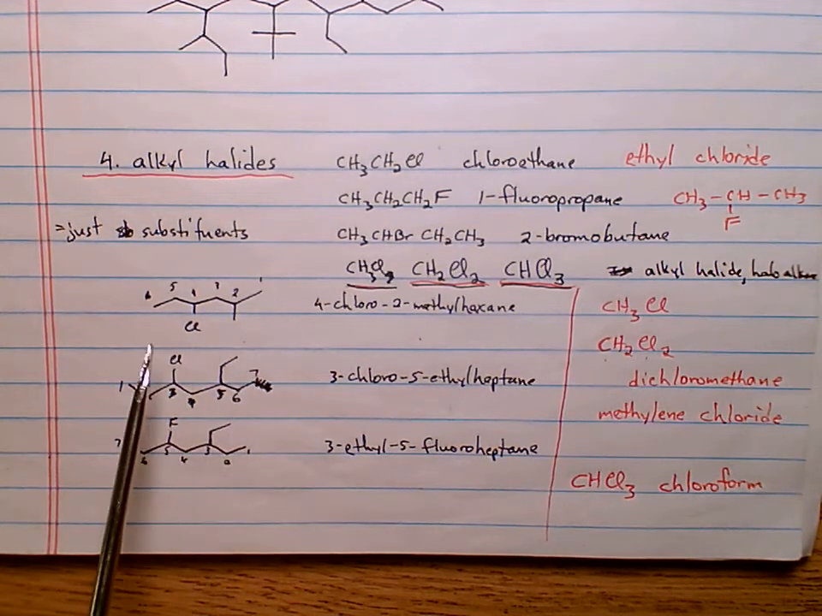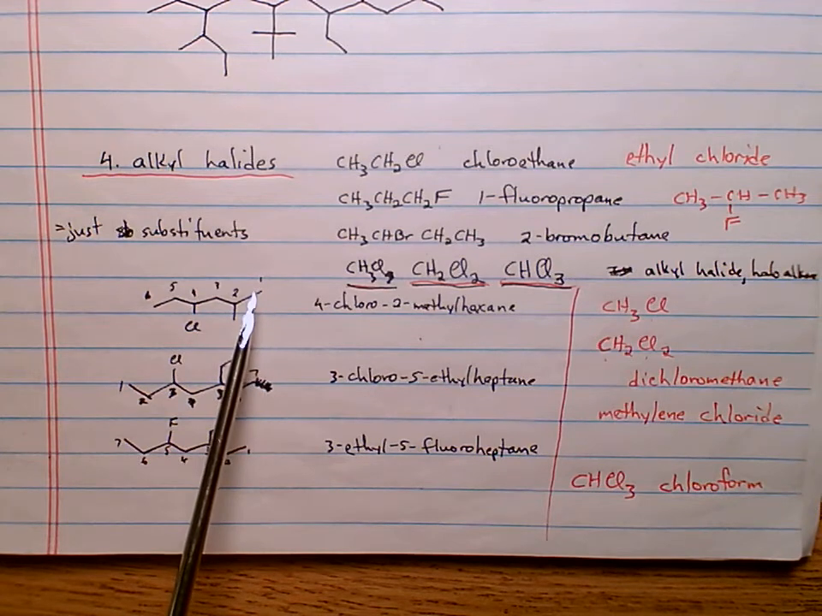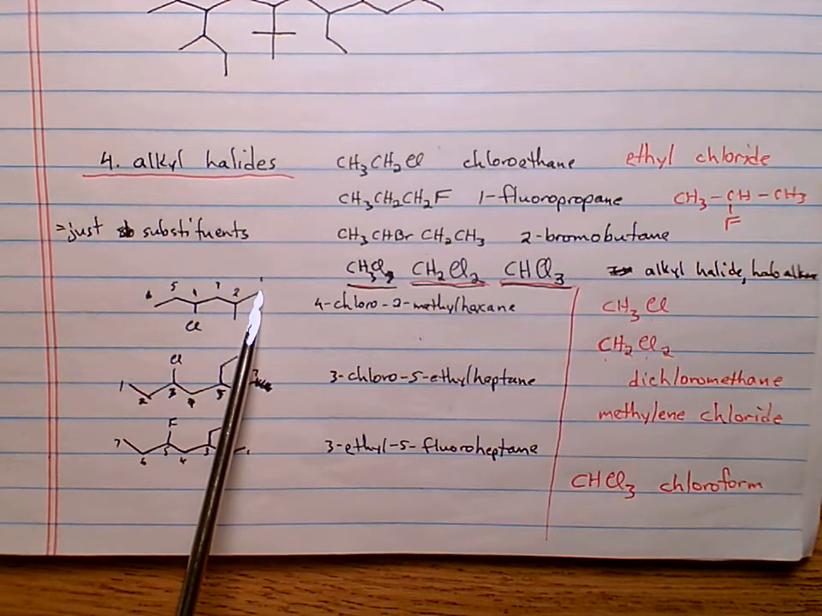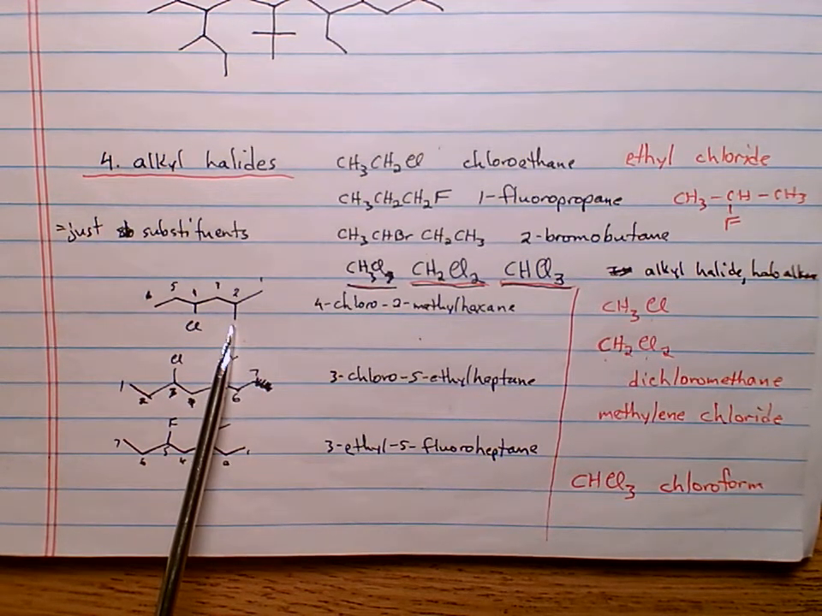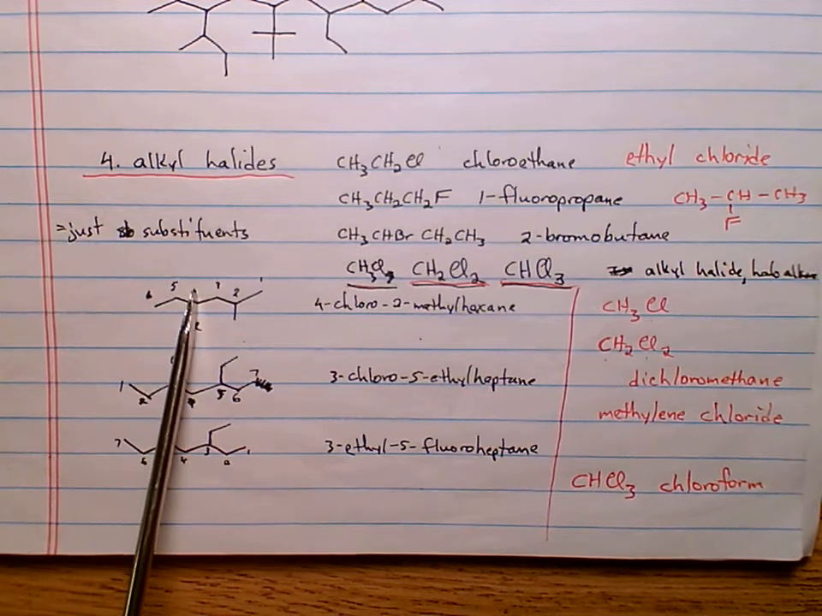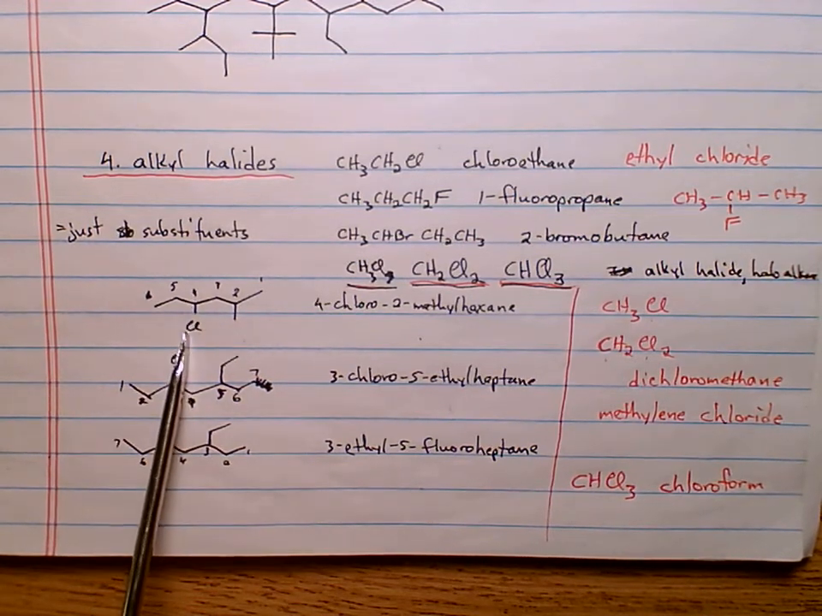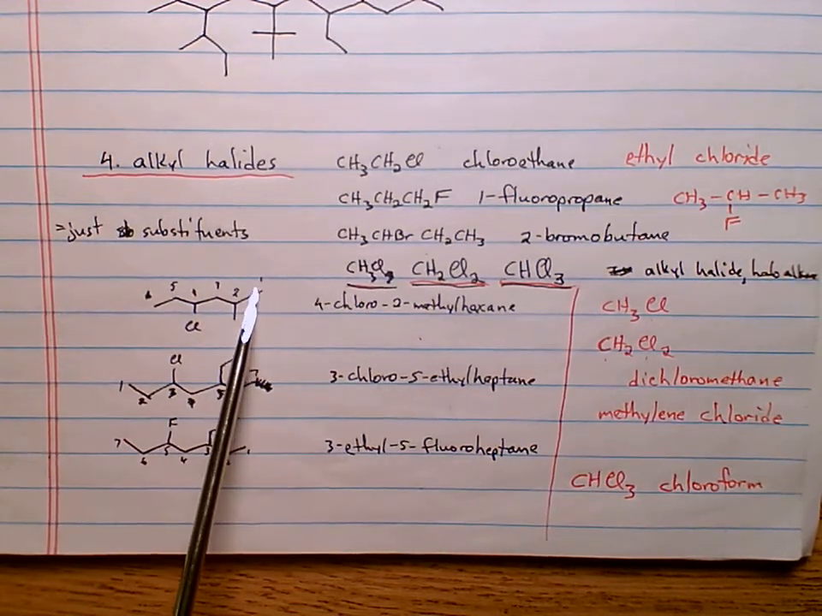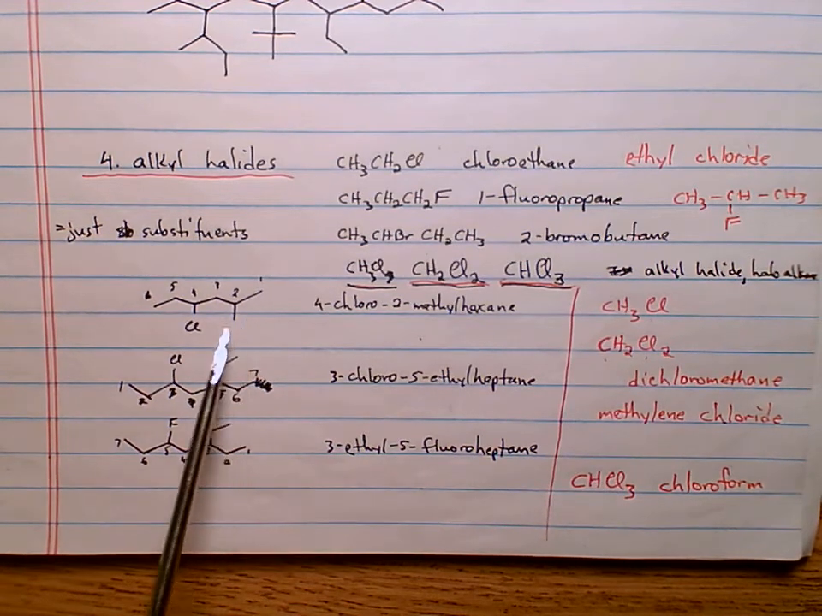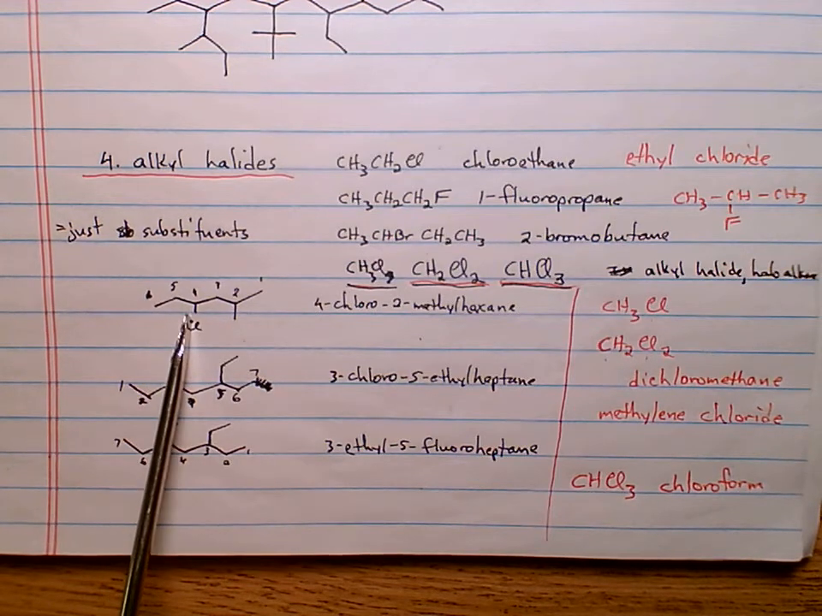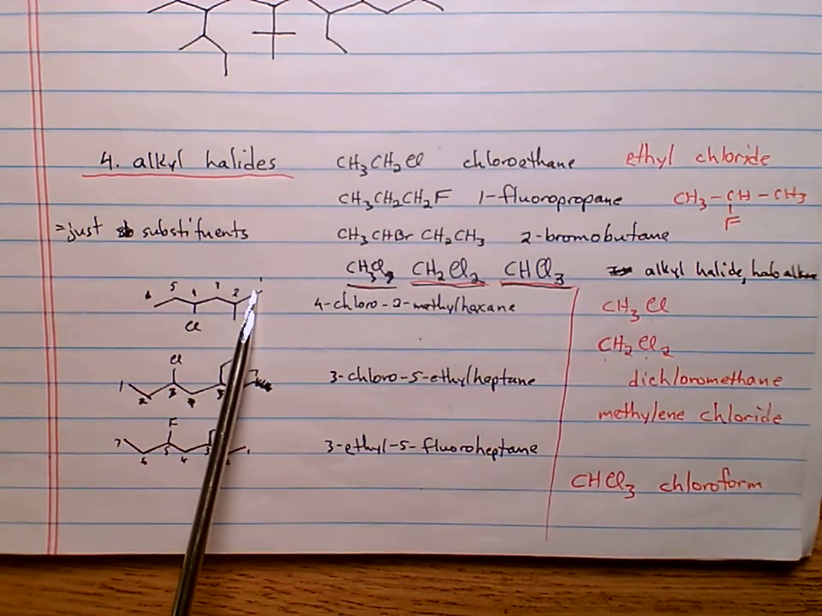Everything else is the same. So here, note, there's nothing special about this chlorine. If this is carbon 1, carbon 2 has a methyl branch on it. If this were carbon 1, it would be carbon 1, 2, 3 with a chlorine. So we're going to start numbering from this end because it's closest to the branch. C comes before M, so this is 4-chloro-2-methylhexane.